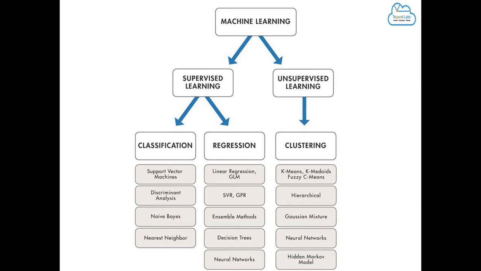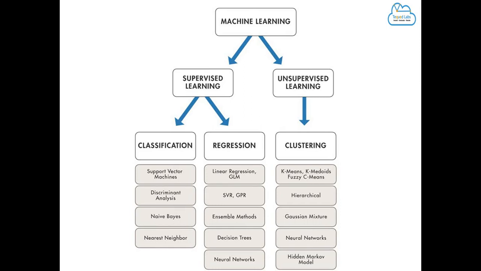So in supervised learning, you have different classification algorithms. What are the different classification algorithms that you have? Support vector machines, discriminant analysis, naive Bayes, nearest neighbors are all classification algorithms. For regression algorithms, we have linear regression, that is one of the most important. Then we have decision trees, neural networks, ensemble methods, SVR, GPR. These are all the different regression algorithms.